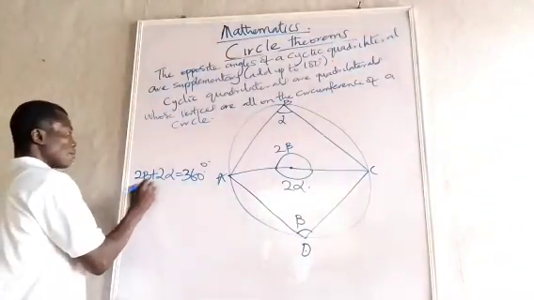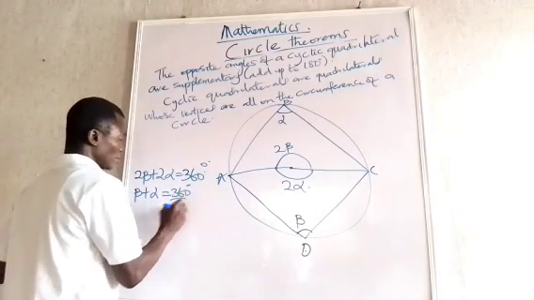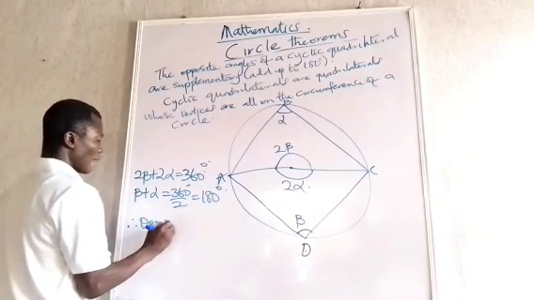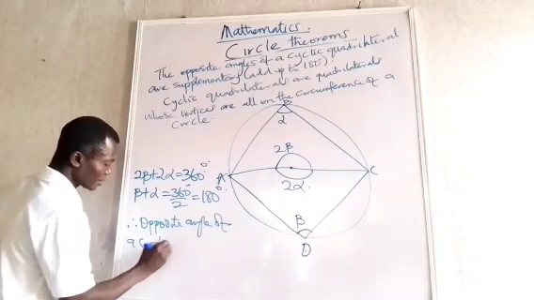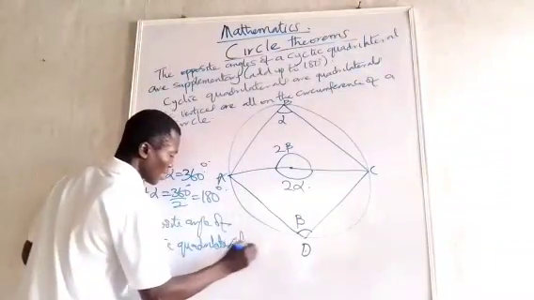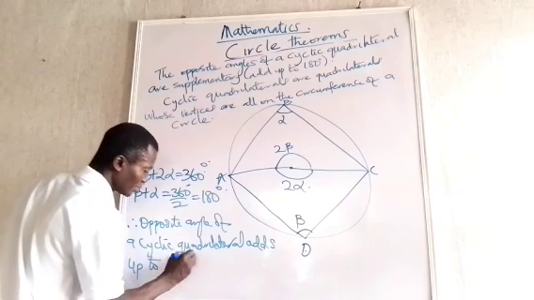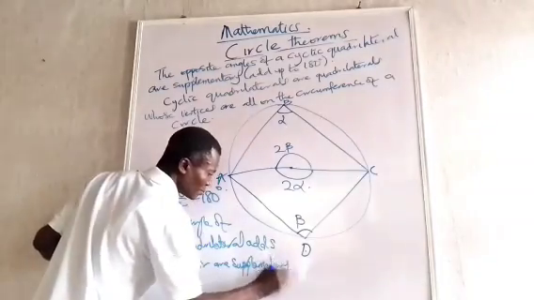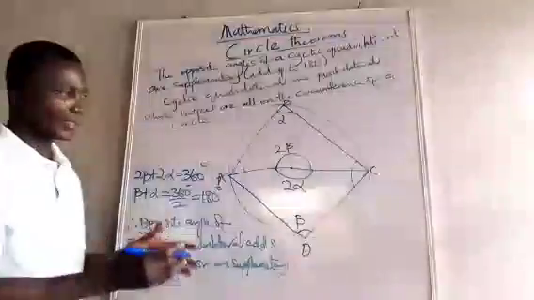Therefore, beta plus alpha is equal to 360 over 2, is equal to 180 degrees. Therefore, opposite angles of a cyclic quadrilateral add up to 180 degrees or are supplementary. So in the same way, this angle here and this one will be equal to 180 degrees.